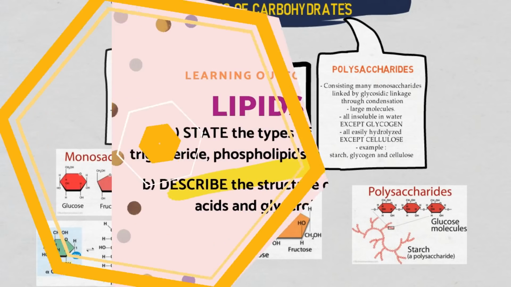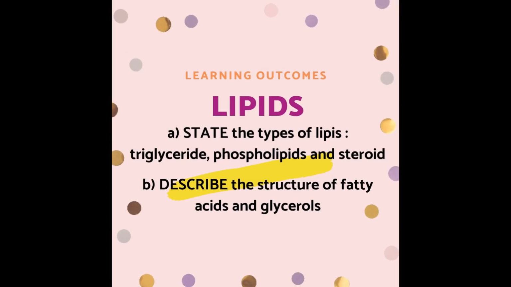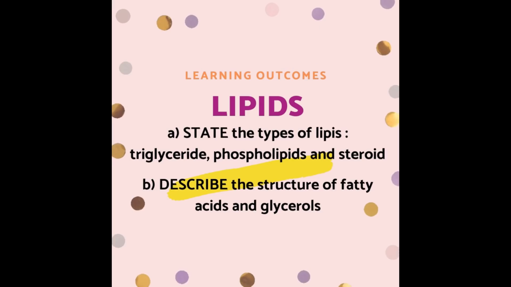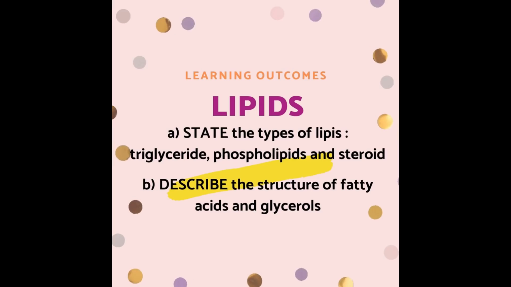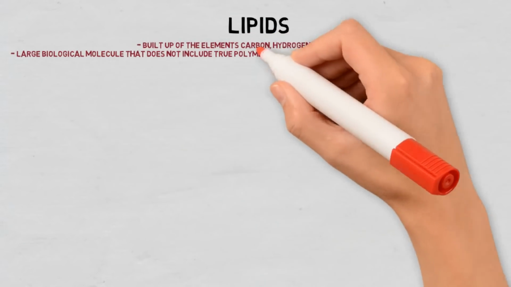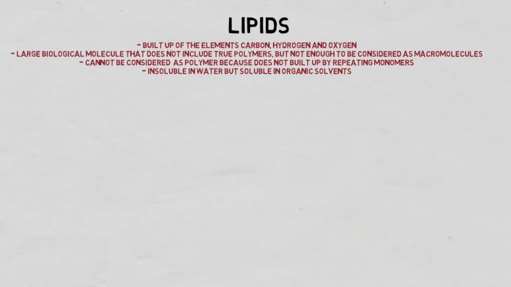The learning outcomes for lipids. The first one is to state the types of lipids, which are triglyceride, phospholipids, and steroid. The second one is to describe the structure of fatty acids and glycerols. Lipids are built up of the elements carbon, hydrogen, and oxygen. They are large biological molecules that are not true polymers but not large enough to be considered macromolecules. They cannot be considered polymers because they are not built up of repeating monomers. They are insoluble in water but soluble in organic solvents.